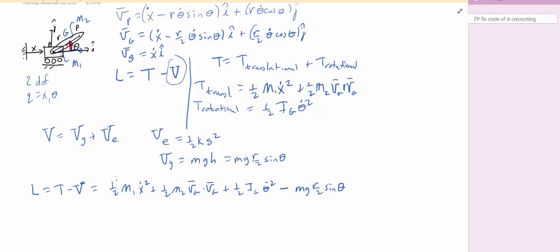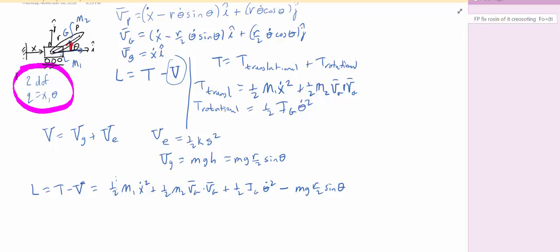So we said the Lagrangian is equal to kinetic energy minus potential energy, that's capital T minus capital V. The kinetic energy has two components, translational and rotational, and the potential energy has gravitational and elastic, and this problem only has gravitational. So we put it together and we have our L. We said there are 2 degrees of freedom, and we want our equations in terms of that q, x and theta, right?